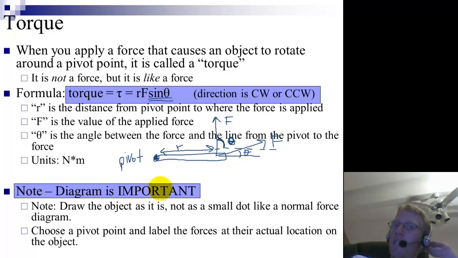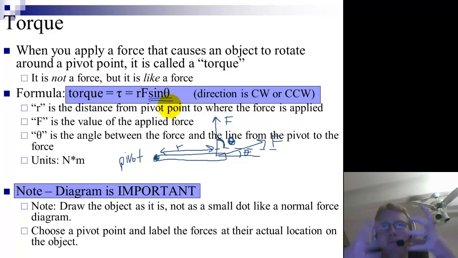Now, note, diagram is important, because where you push relative to the pivot point affects both the distance away that you plug in for the radius, and also how you draw it will affect the angle. You need to make sure that your picture is inclusive of all these factors. Whereas with a force diagram, you just draw a box and label all the forces coming off of it, if you're looking at a torque diagram, which includes rotation, you actually need to draw the object, not like a super artist rendition of a cat or whatever, but you need to draw it elongated so that you can show what the pivot point is and where the force is applied and what that distance is in between them.